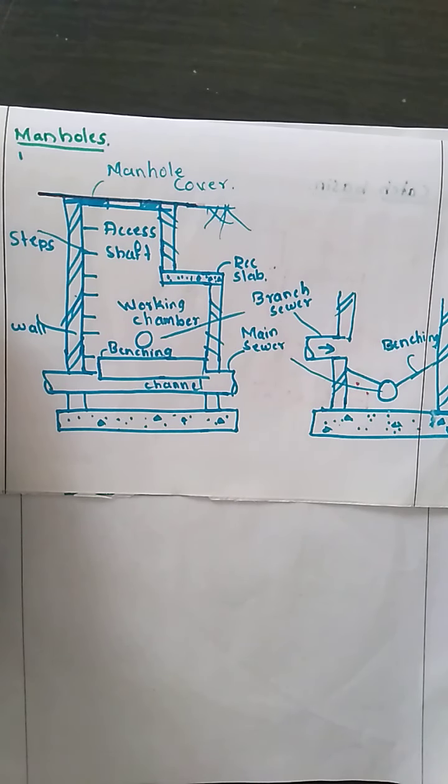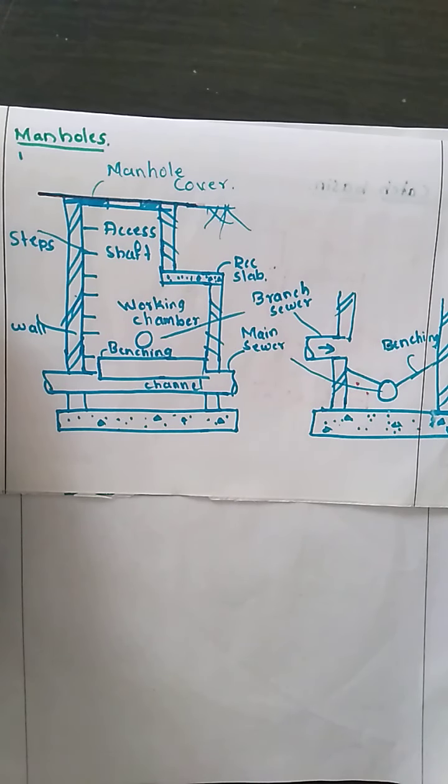And why are we providing it? In order to have inspection, maintenance, testing, cleaning and removal of obstruction from the sewer line. Wherever two sewer lines pass, wherever there is a junction or an obstruction, for all these works we will be providing the manhole. Now the manhole is very important for your examination. You need to draw both the diagrams, this and this.